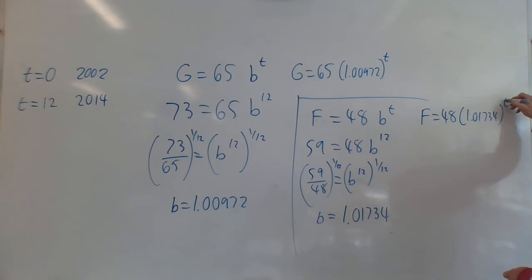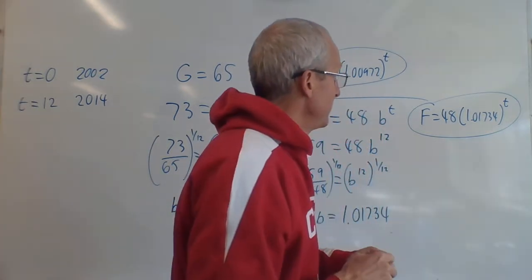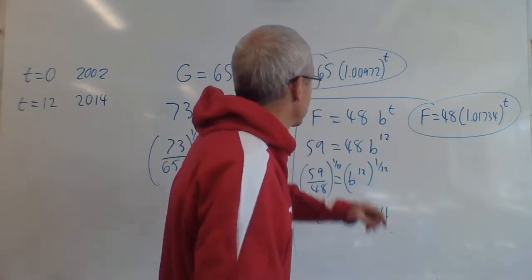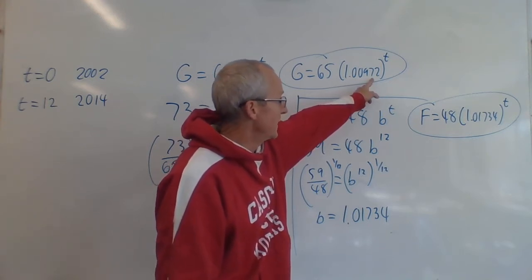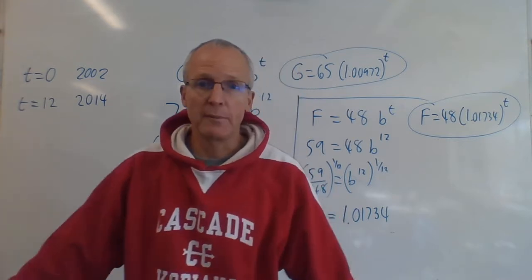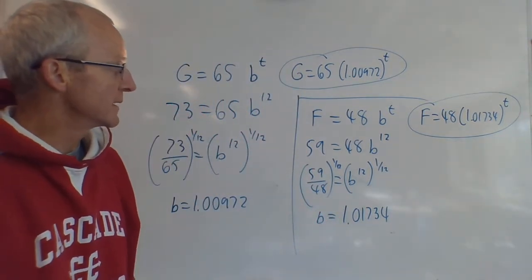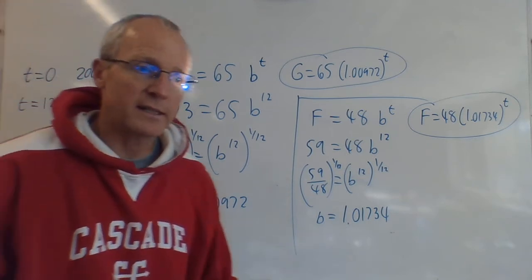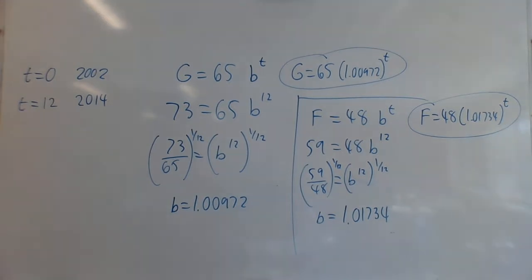So for France, we have 48 times 1.01734 to the t. That's France's growth rate, and here is Germany's growth rate. And again, it makes sense. We know France is growing faster. Germany is right about 1%, 0.972%. France is 1.734%, almost double the growth rate. Which, again, we know it's growing faster, so that makes sense. I can check and say, okay, it's probably right. I don't think I made a mistake here. It looks reasonable.